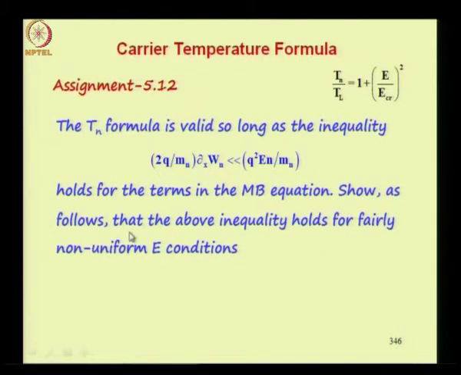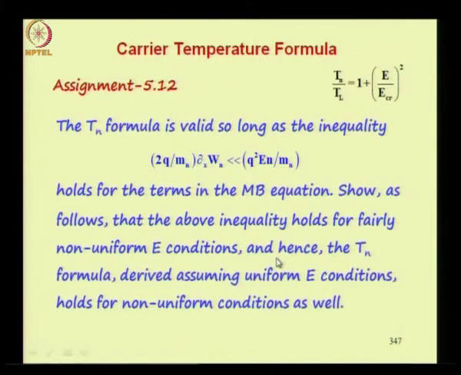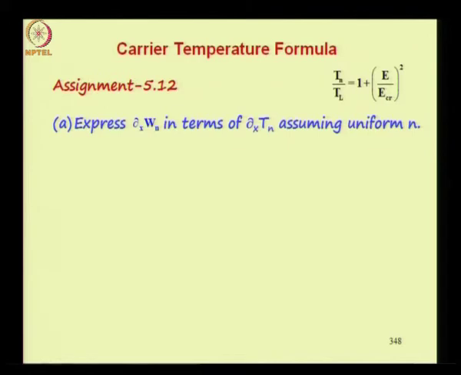Now let us see under what conditions this inequality holds. So show as follows, that the above inequality holds for fairly non-uniform electric field E conditions, and hence the Tn formula, that is this formula, derived assuming uniform E conditions, holds for non-uniform conditions as well. So again recall that the carrier temperature formula was derived based on steady state and uniform electric field and carrier concentration conditions. Now how do you show that?